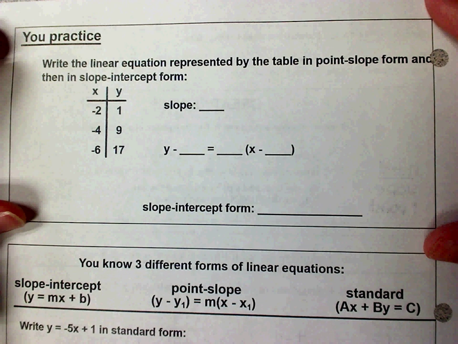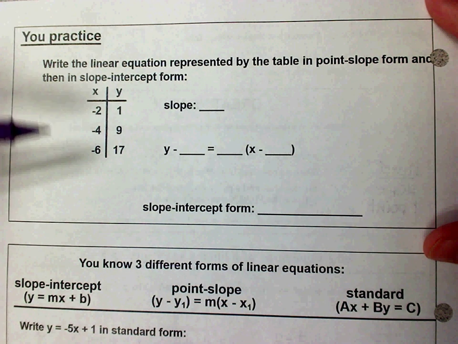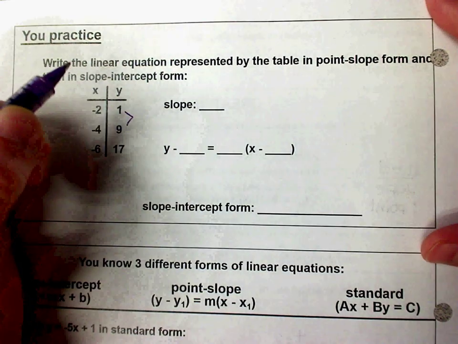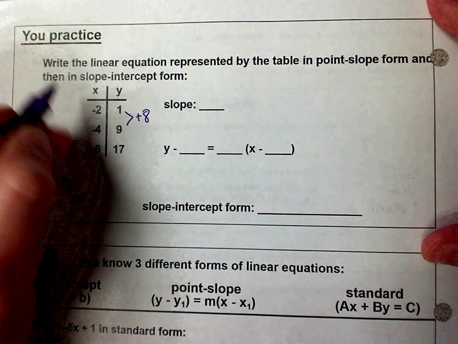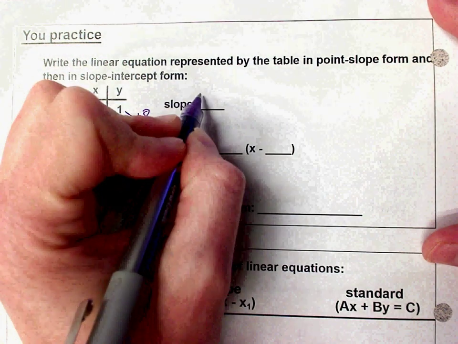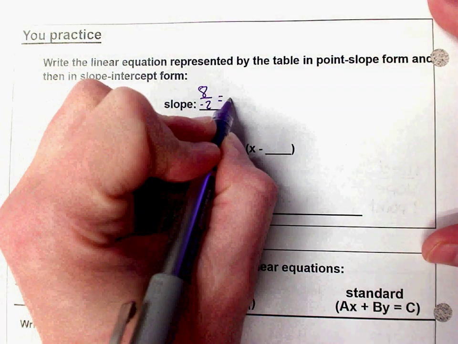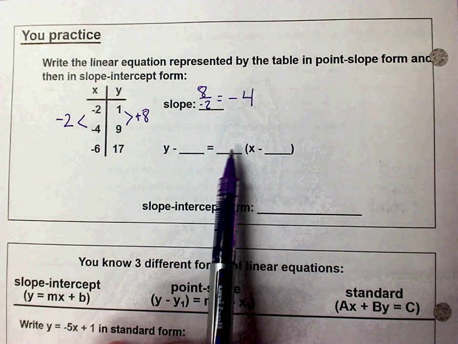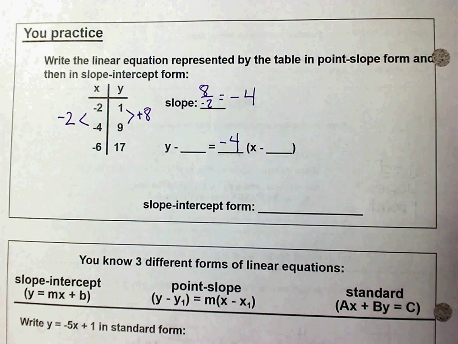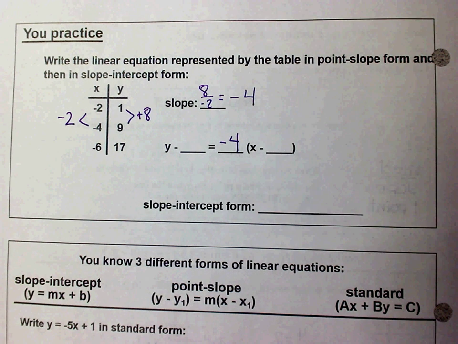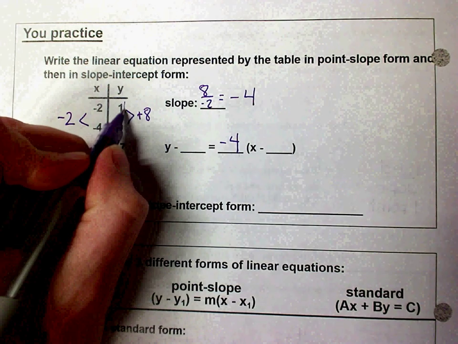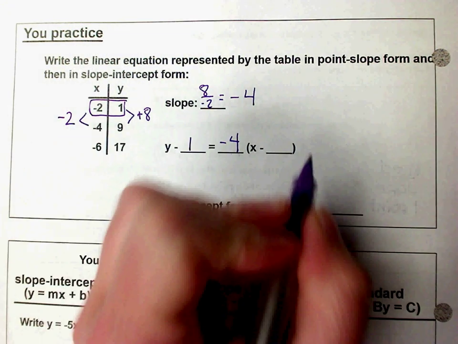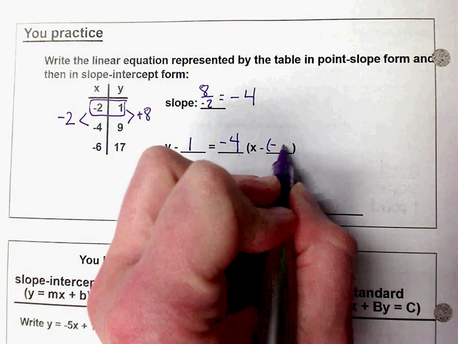Write the linear equation represented by the table in point-slope form. So we're going to do exactly what we did on the front side. Okay, first thing, find your slope. Your slope will go right here. And then pick a point. I'm going to pick this one. Your y goes here, and your x value will go with the x, so -2.